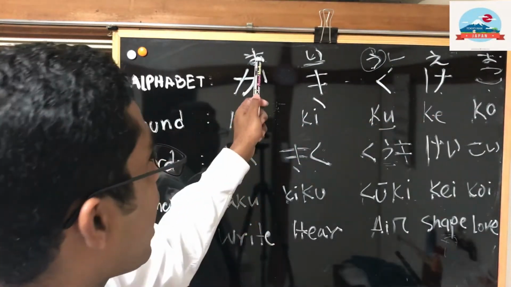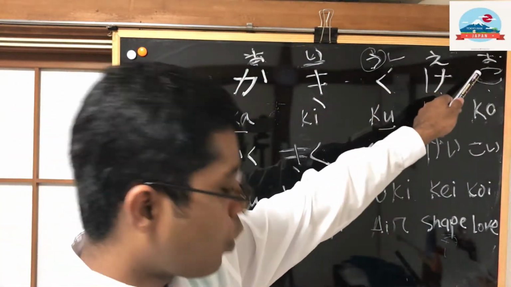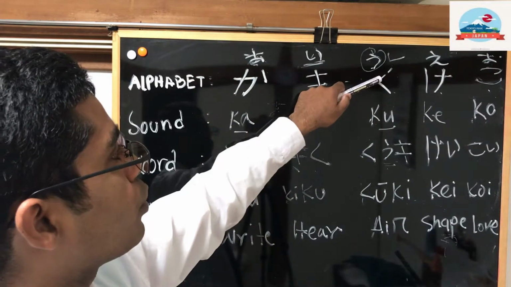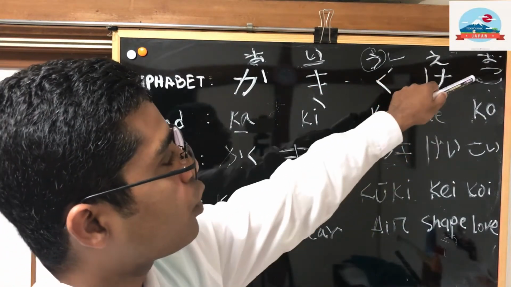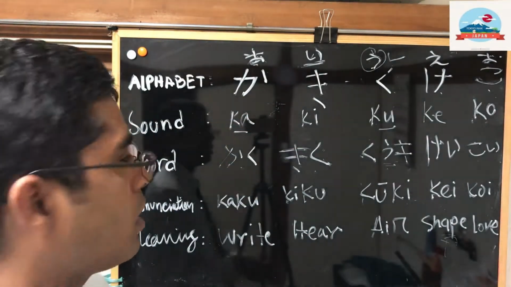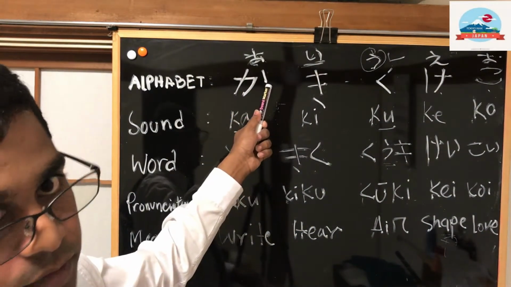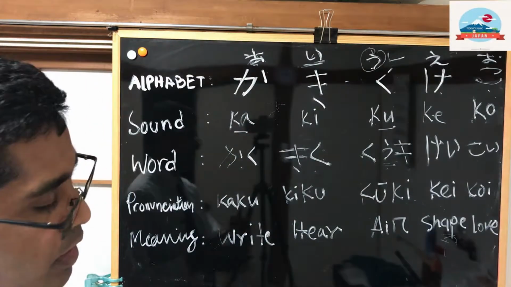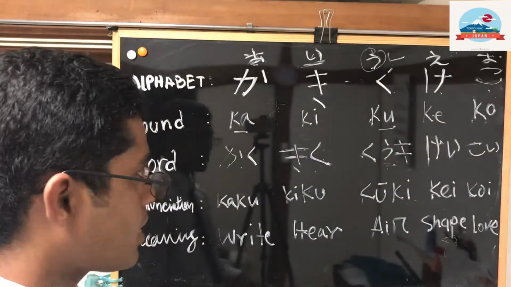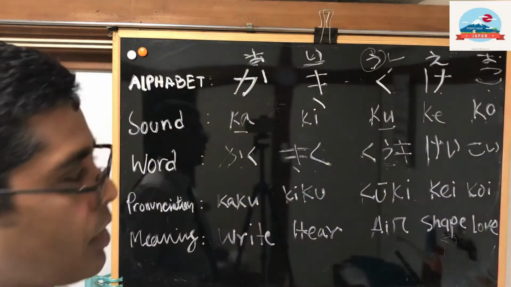Then a, i, u, e, o, ka, ki, ku, ke, ko. Easy. Just memorize this alphabet. You need not memorize these words. After finishing memorizing this alphabet, you can read, and then you can memorize the words. Here is just an example, for example. Okay, thank you.